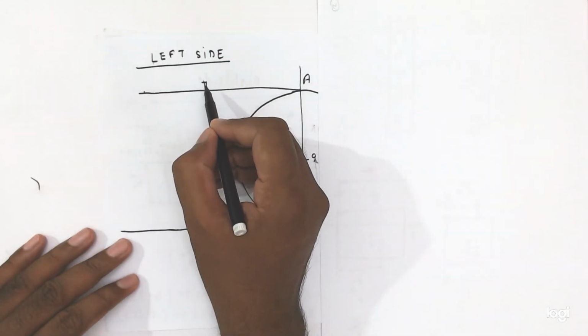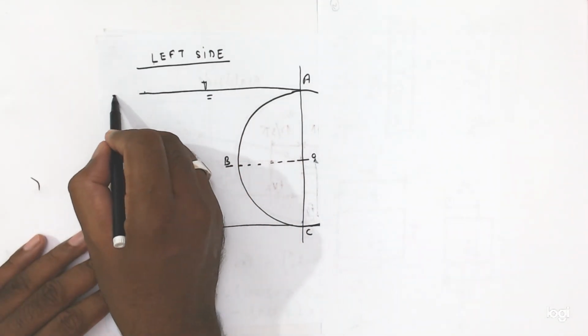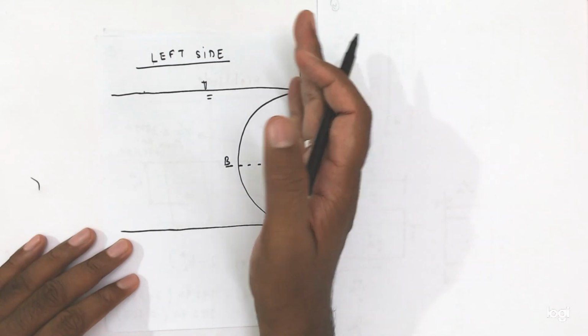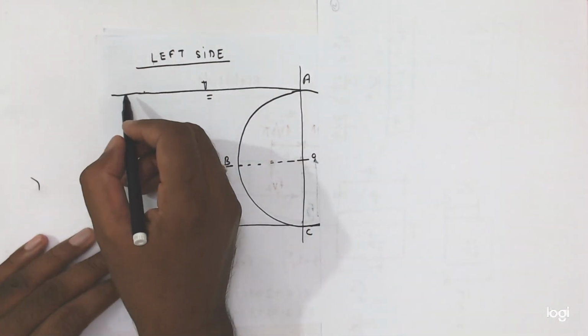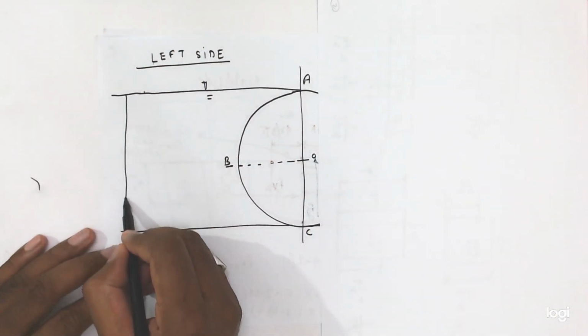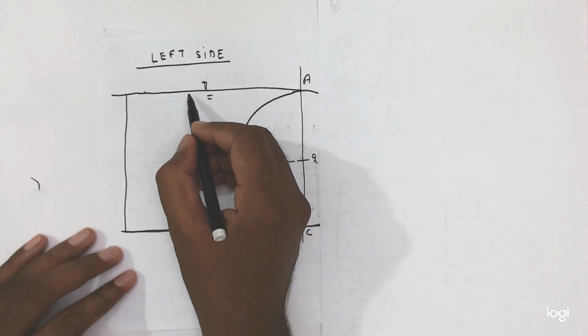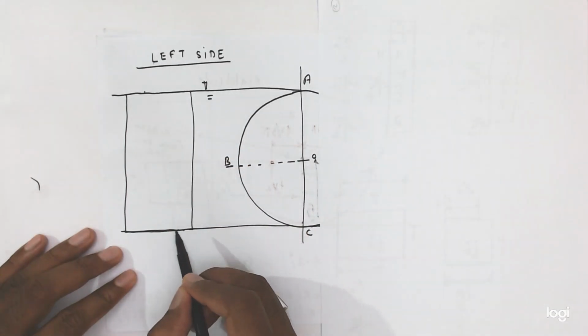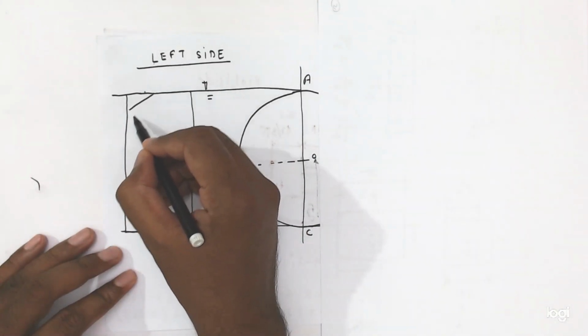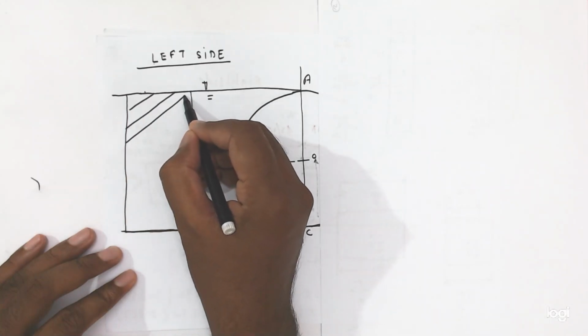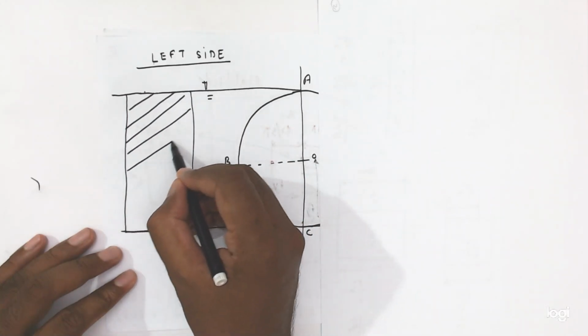This is the water level. So what is the projected area on the vertical wall? What is the projected area? So projected area is equal to what? This is the projected area. Okay friends, this is the projected area on vertical wall.